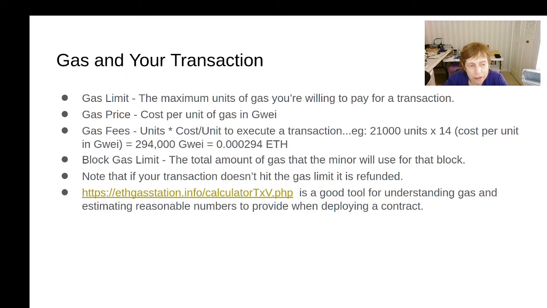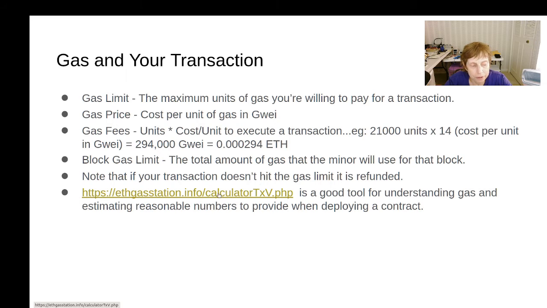Now, another factor to consider is the block gas limit. Often, I spelled miner wrong, it should be ER. Miner is the total amount of gas that the miner will use for that block. The other thing is if your transaction doesn't hit the gas limit, in other words, if it doesn't use the amount of gas you allocated, you get a refund.